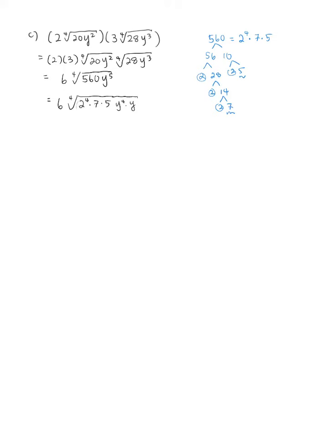All right, now I'm going to circle the perfect ones. Okay, so what we're going to get here is 6 times the fourth root of 2 to the fourth is 2. And then the fourth root of y to the fourth is just going to be y. And then here you're going to have 7 times 5, which is 35, and a y. Whoops, I forgot to write down the fourth root there. So it looks like our answer is going to be 12y times the fourth root of 35y. So I'm going to box that for the final answer.